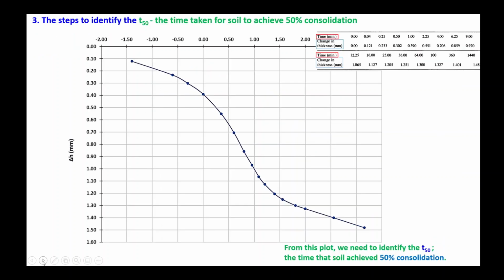Once you have this plot, it will be used to identify the T50. T50 is the time taken to achieve 50% consolidation. Remember that in the previous video for the square root time method, we referred to the T90 to achieve 90% degree of consolidation. But for the log time method, we will refer to T50 to achieve 50% consolidation.